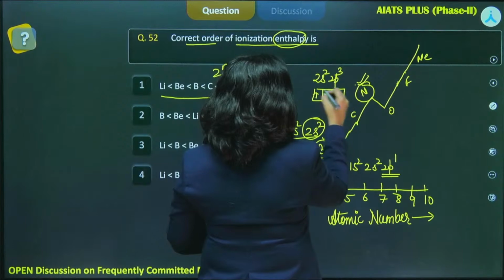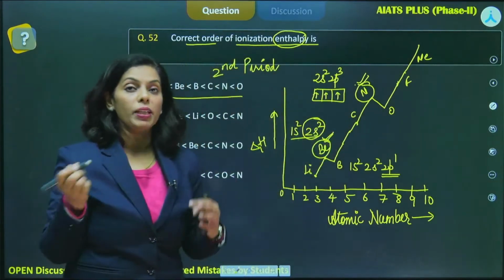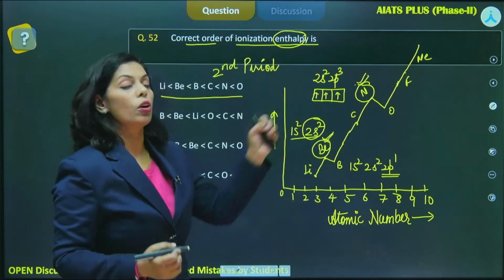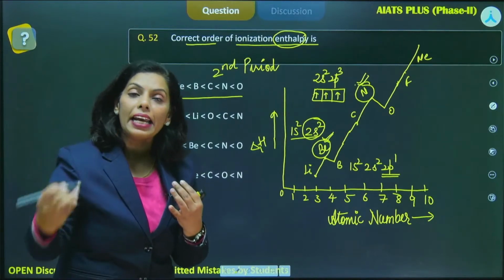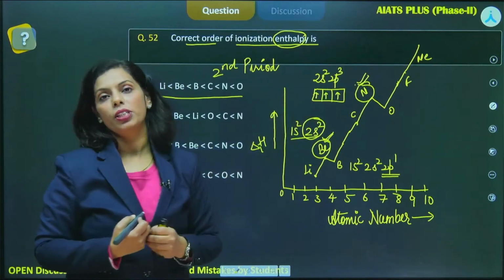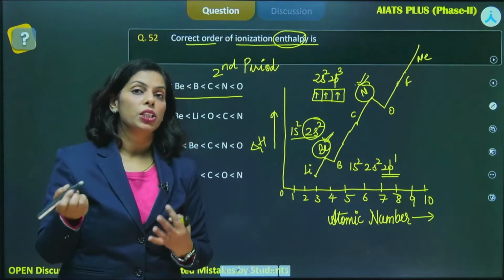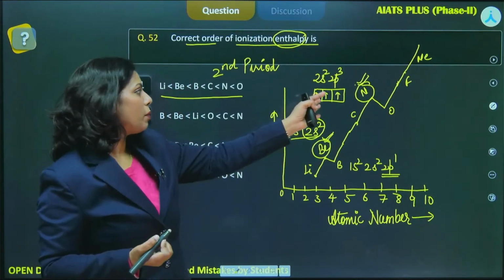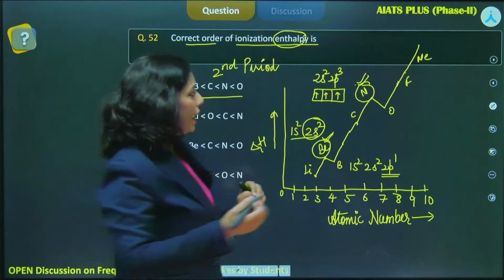Half-filled is considered as stable as fully filled. It means it is difficult to remove an electron from this stable configuration. So more amount of ionization enthalpy you need to provide, and that makes a higher value for nitrogen, and then regular.